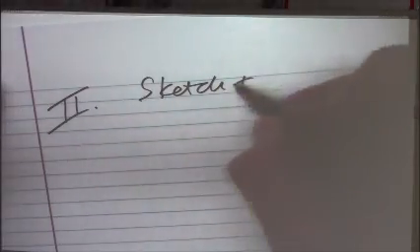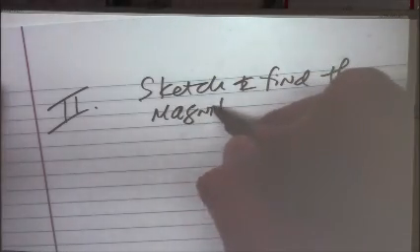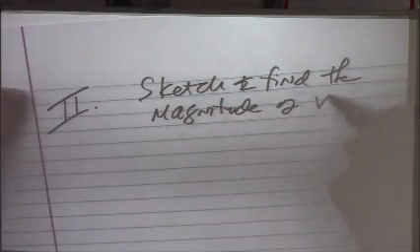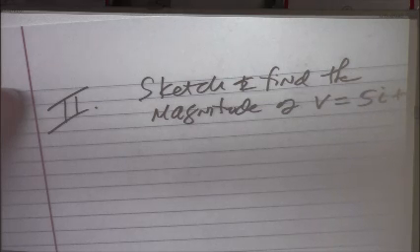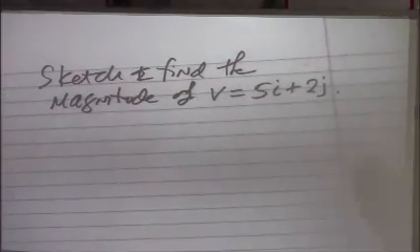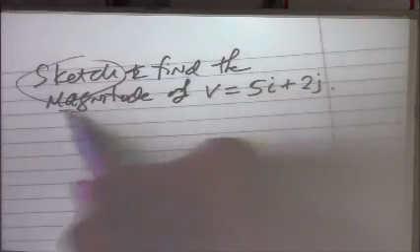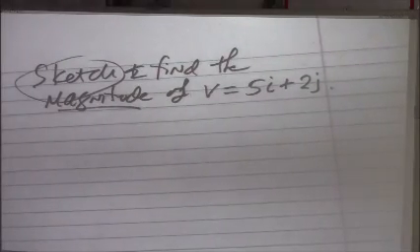Now, the next part of this section, if you've gotten to it, you realize this is another one of those easy things, but I have found for some reason on a bunch of my tests in past years that this tends to throw people. So, sketch and find the magnitude of V equals 5i plus 2j. So what we're going to do here is sketch it or graph it. Sketch simply means graph it, show where it is. And you just learned about finding the magnitude, so we'll do that.